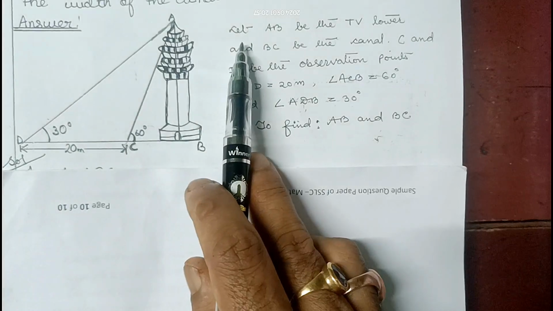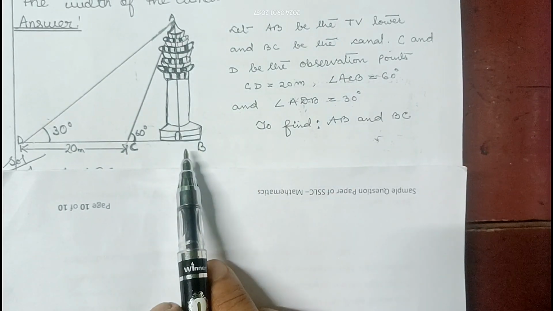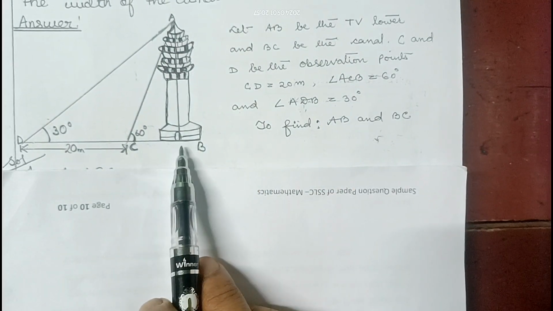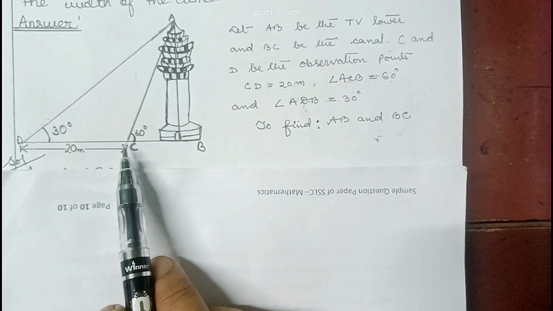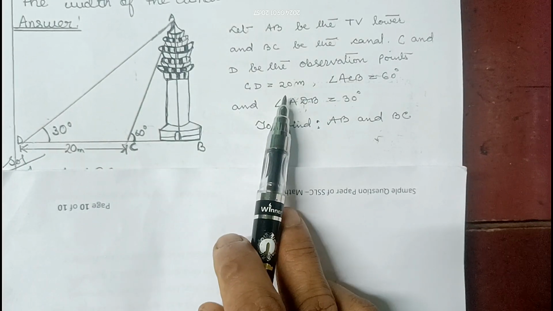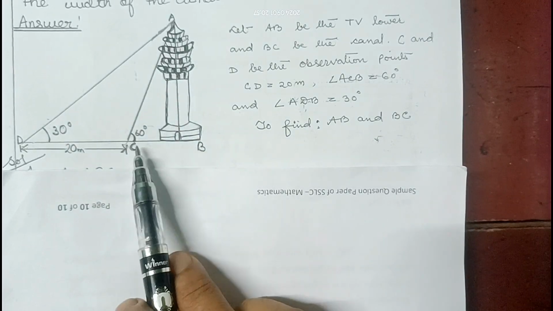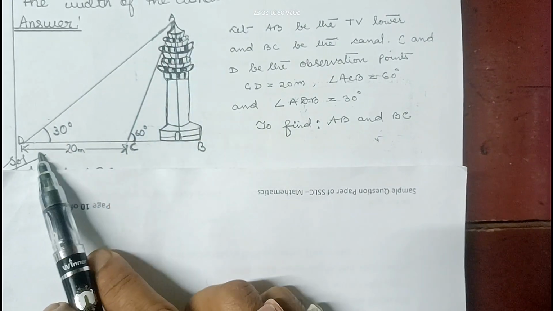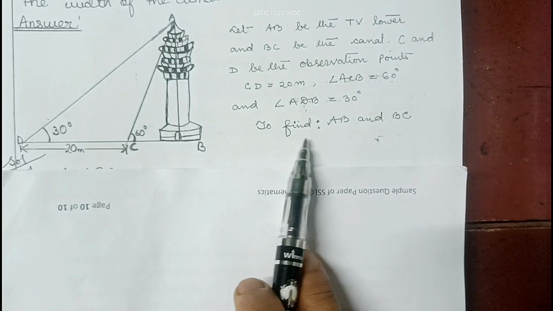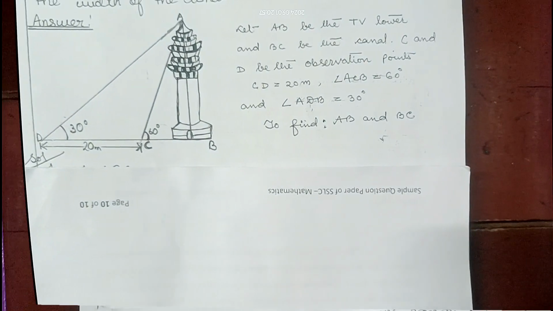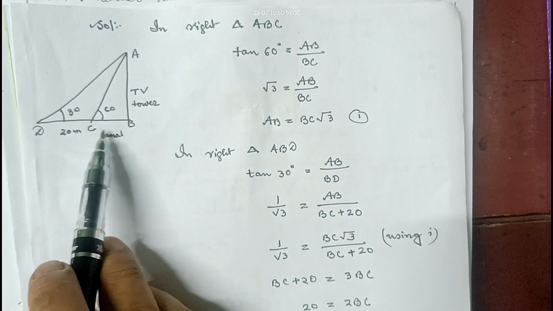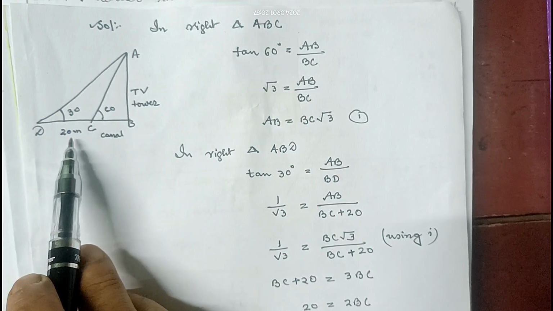So we can write, let AB be the TV tower and BC be the canal. C and D are the observation points. It is given that CD is 20 meter, angle ACB is 60 degree and ADB is 30 degree. We have to find the height of the tower, that is AB, and the width of the canal, that is BC.